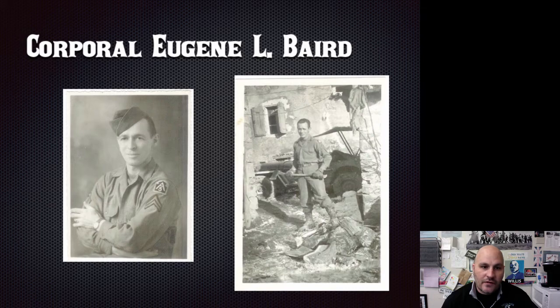So not extremely high in rank, but Corporal Eugene L. Baird. And then as you can see here on the right-hand side, officers and servicemen in the military did not just perform military duty, all right, they also performed manual tasks. In this case, Corporal Baird is chopping wood. So just an ordinary guy, serviceman, served in the military, did his duty, served for his country in World War II, and served honorably for those 4 years, earning 2 Purple Hearts and 3 Bronze Stars.